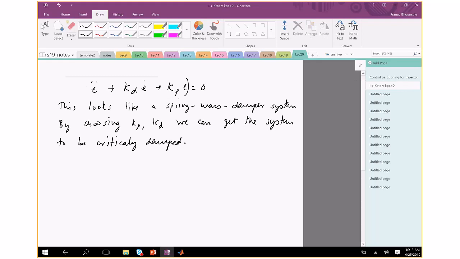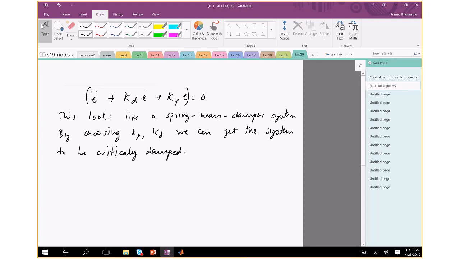This particular thing looks like a spring mass damper system. In particular, this is a spring mass damper system with a mass equal to 1. Or in this case, it's actually not 1 because it's a matrix, so it's identity. So to make the system follow the trajectory and be critically damped, we say Kd equals 2 square root Kp. That's all. So this is the standard control partitioning control law. If you choose this, you get a critically damped system.